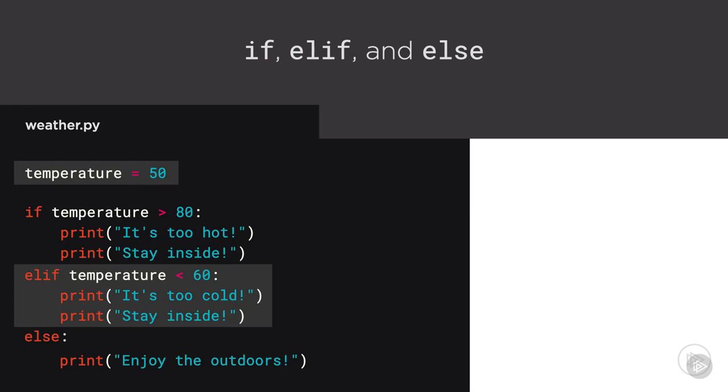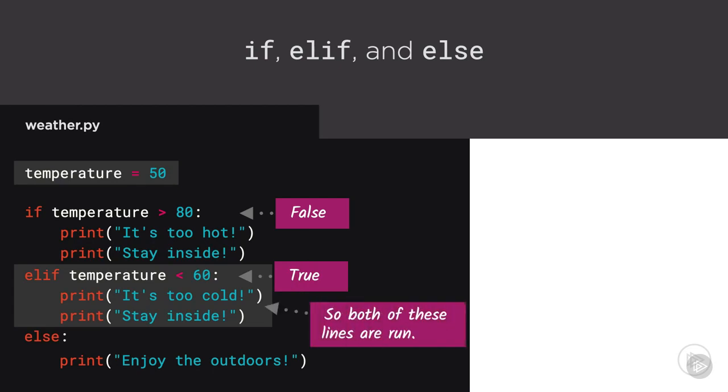Here we'll check if temperature is less than 60. Then we'll print "it's too cold, stay inside." Since we updated the temperature to be 50, the if statement is false. But the elif statement is true since 50 is less than 60. So "it's too cold" and "stay inside" are printed. If instead the if statement and the elif statement were false, the else block would still run.